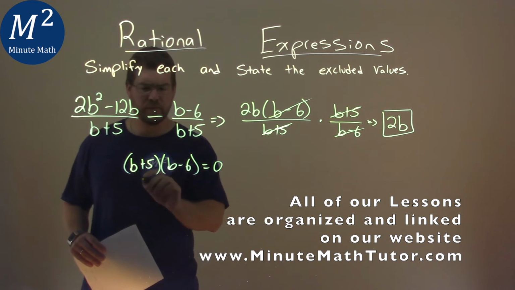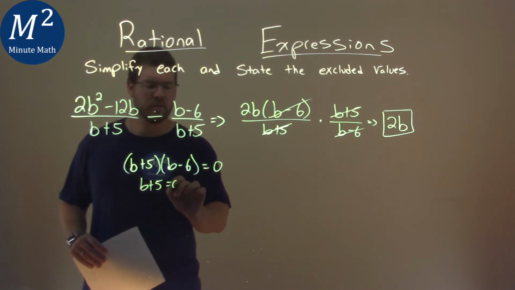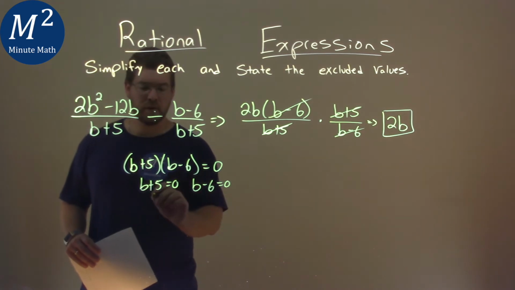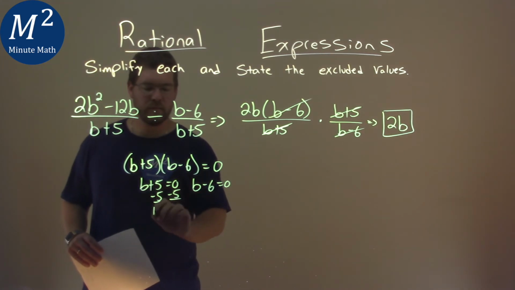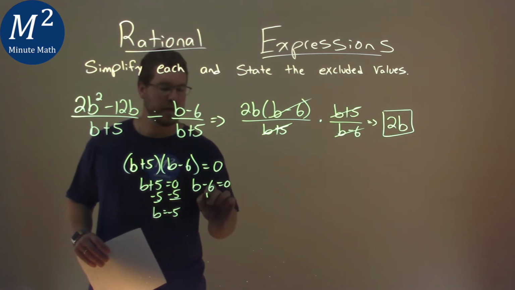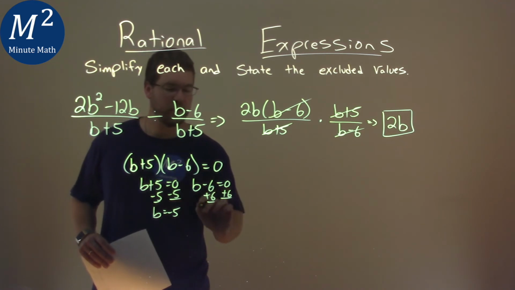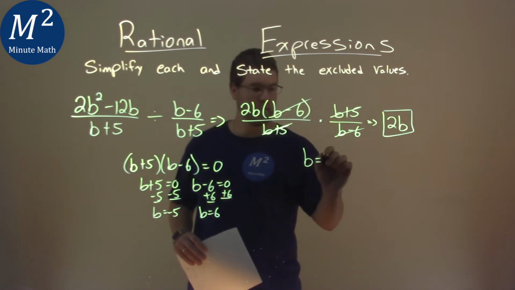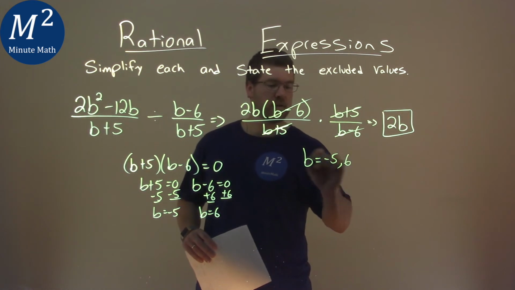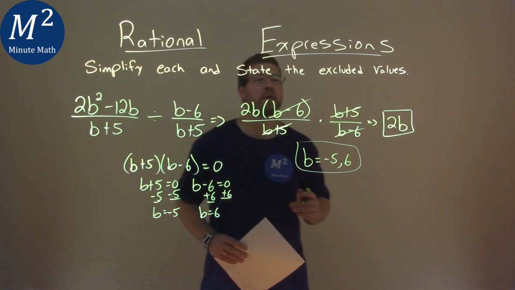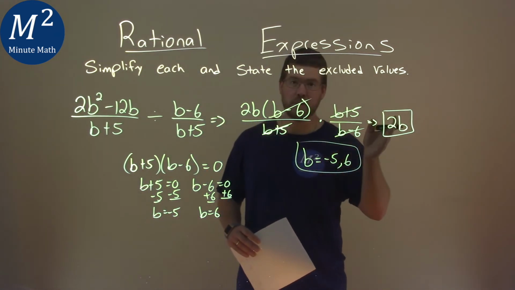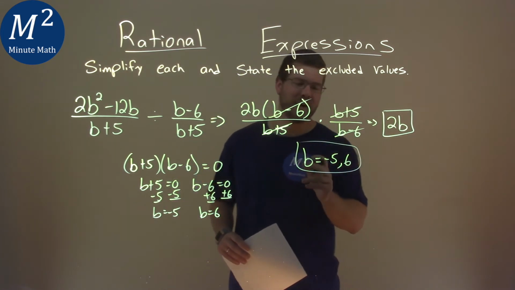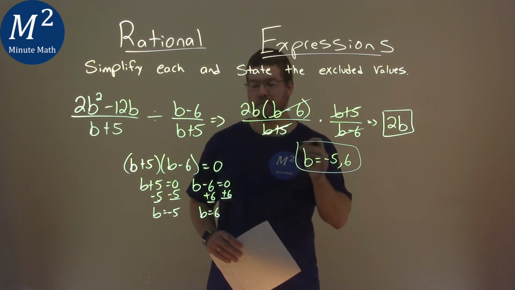We set the b plus 5 times b minus 6 in the denominator equal to 0, and we're solving. Set each one individually equal to 0, b plus 5 equals 0, and b minus 6 equals 0. Subtract a 5 to both sides, and b equals negative 5. Add a 6 to both sides, and b equals positive 6. And so my two excluded values are negative 5 and positive 6. And so my final answer here is a simplified expression of 2b, pun intended, or not really intended, and our excluded values of negative 5 and positive 6.